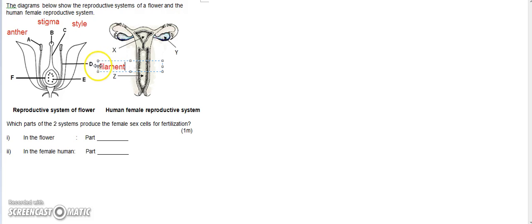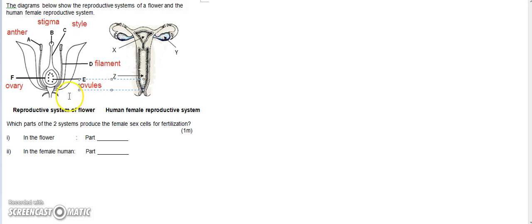We know this. In fact, if you don't know this, you must know this already. Now F, the whole big thing here, this is the ovary. The ovary is what will turn to become the fruit. And E is the ovules. The ovules will become the seeds.